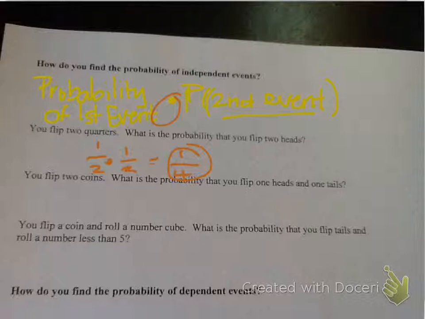Next one, you flip 2 coins. What is the probability that you flip 1 heads and 1 tails? Well, on the first coin, the probability of flipping heads is 1 out of 2. And the probability of flipping tails would be 1 out of 2. So the total probability of flipping 1 heads, 1 tails is 1 out of 4 also.